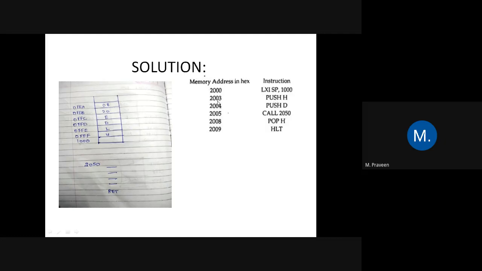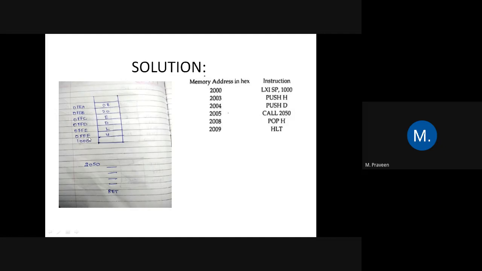At address 2003, the instruction is push H. Push H is nothing but pushing the HL content into the stack. H is a register and L is also a register, so HL is a register pair. Push H means pushing the HL register pair content into the stack. Now the address of the current stack is 1000. While executing push H, the address will be decremented by 1. From 1000, if the stack pointer is decremented by 1, it will become 0FFF.